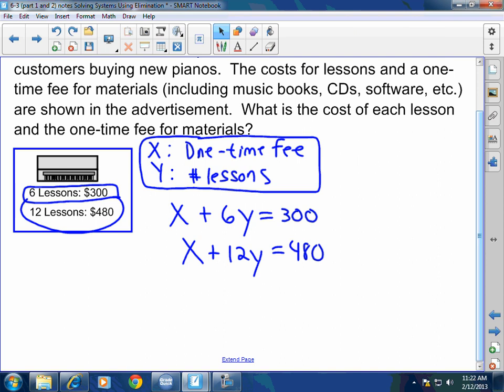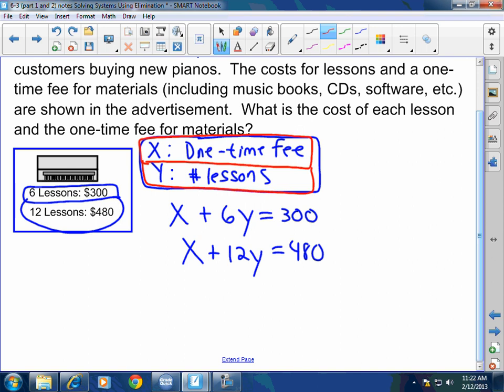Okay, we're going to go through this one more time. X we chose as the one-time fee. If you want to make y the one-time fee, my man, God bless you. We made y the number of lessons here. If you want to make y the one-time fee and x the lessons, great. But we have chosen this way. So no, y is not the number of one-time fees. It is the number of lessons because we have defined it already.